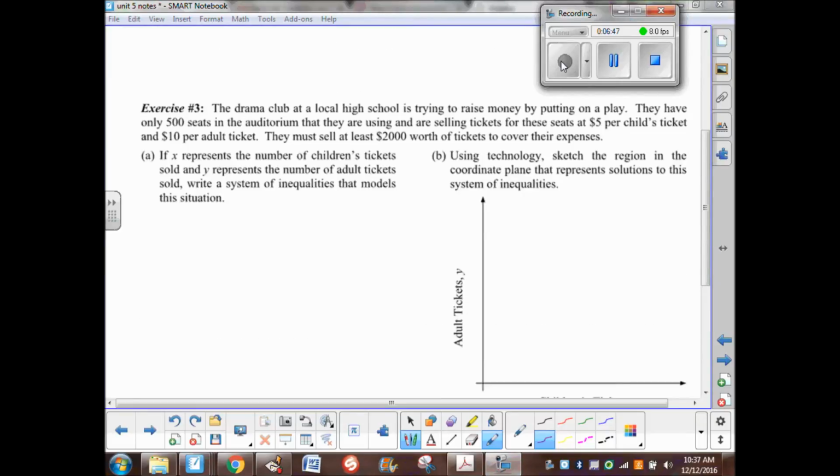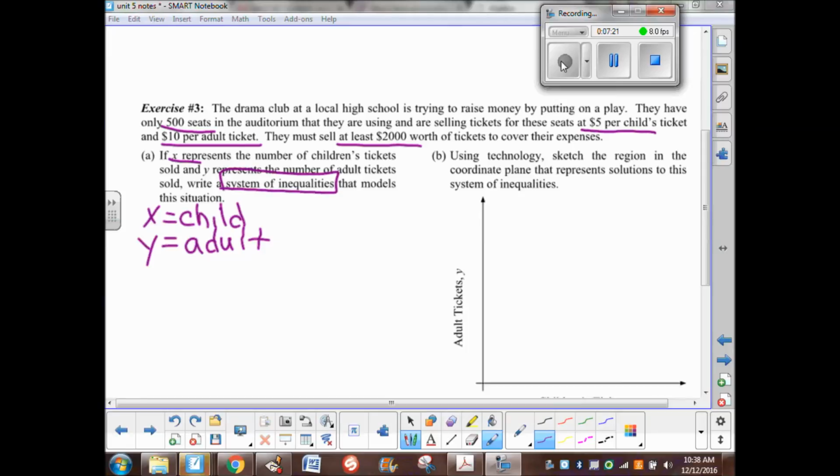Okay, so now in exercise 3, I hope you guys have some ideas as to what's going on in the context of the problem. We have 500 seats in the auditorium. We're selling tickets, with $5 for child's tickets and $10 for adult tickets. They must sell at least $2,000 worth of tickets to cover their expenses. So if X is the children's tickets and Y is the adult tickets, write a system of inequalities that models this situation.